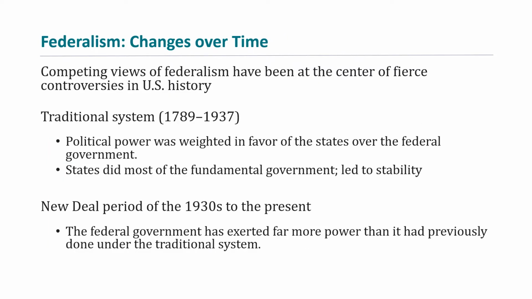The definition of federalism has changed over time. During the traditional system from 1789 to 1937, the states had more power over the federal government, and the system more closely favored the intent of the framers. So during this time, the states did most of the fundamental government and led to stability. Under the traditional system, the state and national relations was what was called dual federalism. It was like a layer cake, and we'll get to more about that later.